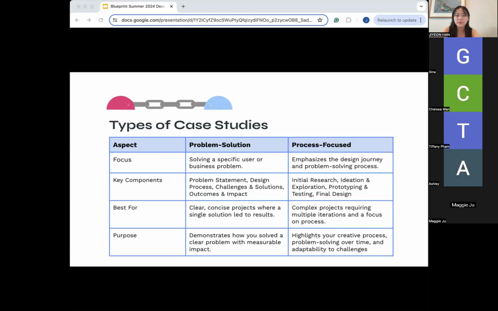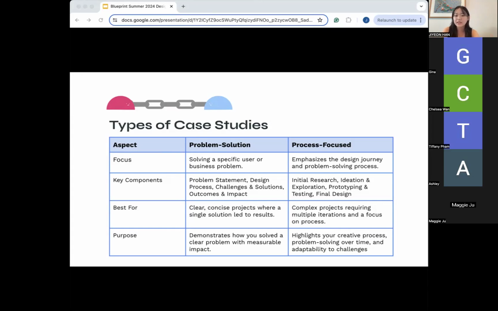So at LA Blueprint, we typically do a process-focused case study since all our projects last for a year. And here, the key components include initial research, where you start with the user research, user interviews, or competitive analysis, where you're setting the whole context.